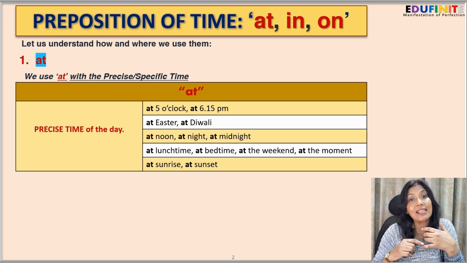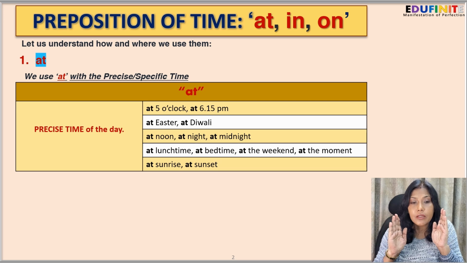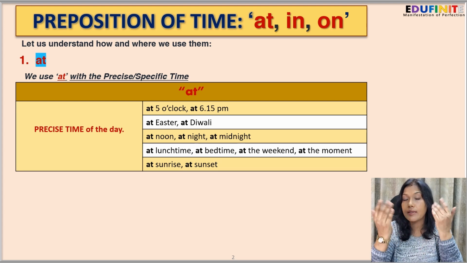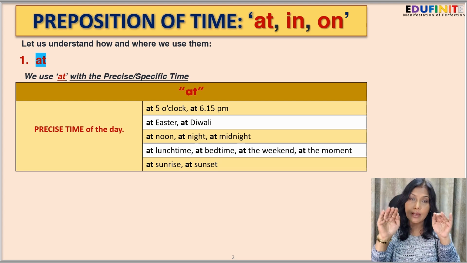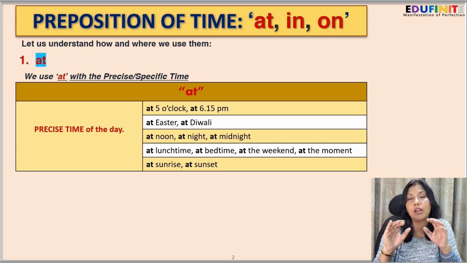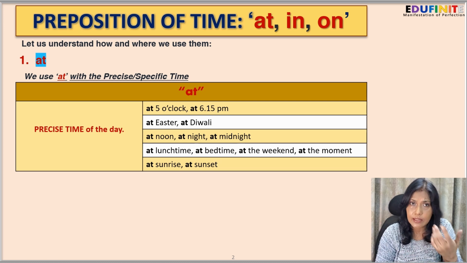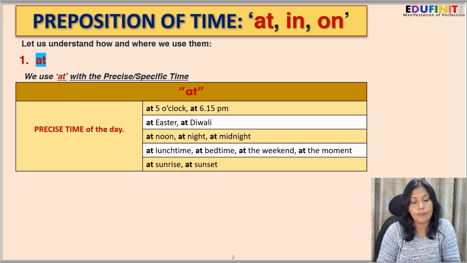Next, again at lunchtime, at bedtime, at the weekend, at the moment, at the same time. All these are precise or specific times that we pinpoint with at. Again, at sunrise or at sunset. What are we trying to say? Exactly the moment when the sun is rising, or at sunset when the sun is setting, exactly at that particular moment.